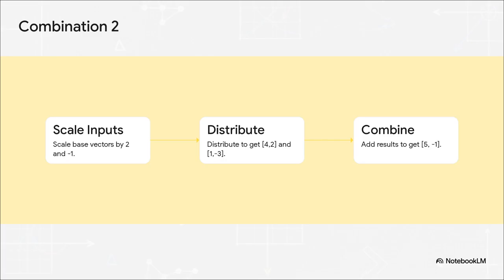The really crucial point here is that this works beautifully even with negative scalars. Let's walk through this next example. Step 1. We want to combine 2 times the vector 2, 1 with negative 1 times the vector negative 1, 3. Step 2. We distribute. 2 times 2, 1 becomes 4, 2. And for the second part, negative 1 times negative 1, 3 flips the signs to become positive 1, negative 3. Step 3. We just add them straight down. 4 plus 1 is 5, 2 plus negative 3 is negative 1. By stretching and adding, we've constructed an entirely new vector, 5, negative 1.